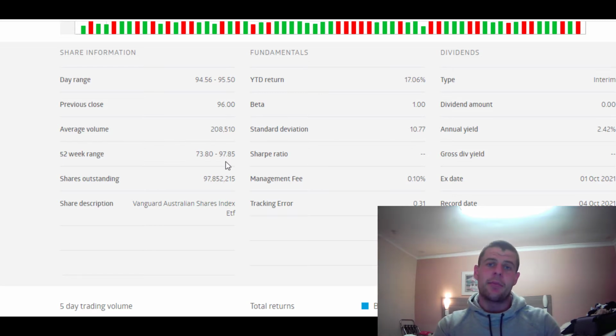But obviously we were coming out of the pandemic last year, and we've seen a massive growth in share price since that time. The shares outstanding, or which are still unpurchased, are 97 million worth, showing that there's still quite a lot of liquidity in the market. Now, the share year-to-date return is currently at 17.06%, and that is taking into account both dividends and capital appreciation.